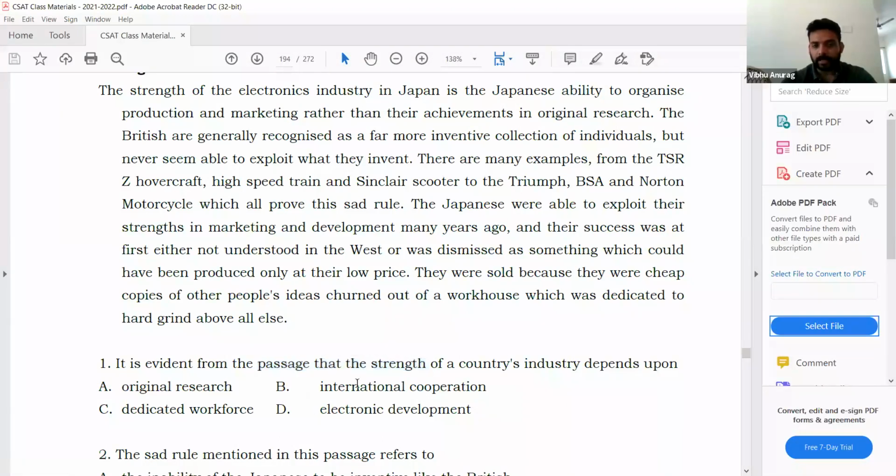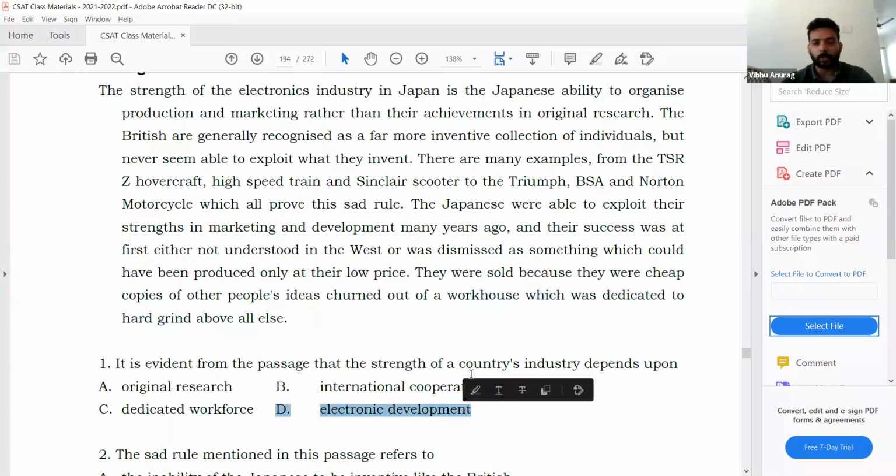B is irrelevant. International cooperation is irrelevant. So when you're solving questions, eliminate options that are irrelevant and that are very extreme. This is an example of an irrelevant option. I'll also give you an example of an extreme option when we come to it. So A is gone, B is gone. C, dedicated workforce. Yes, a workhouse which was dedicated to hard grind. So this was a reason.